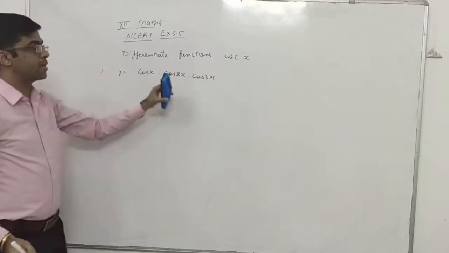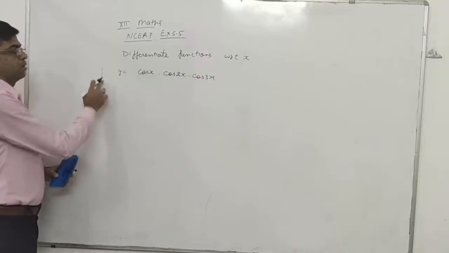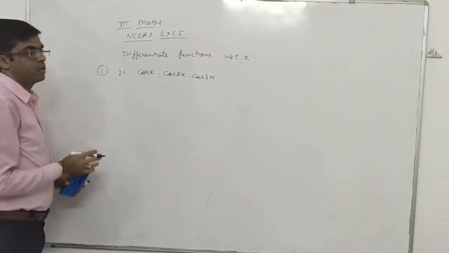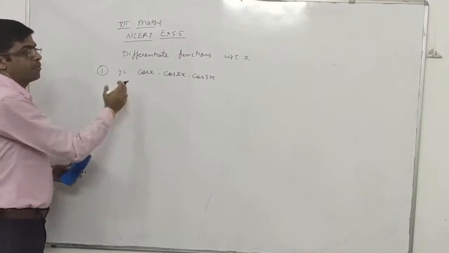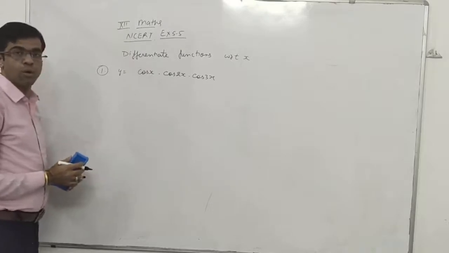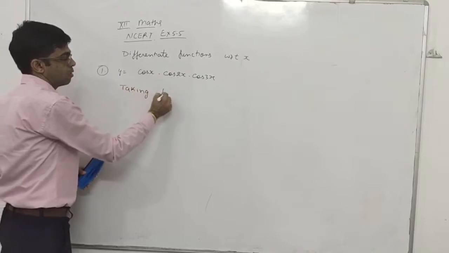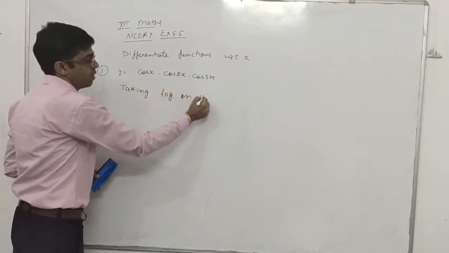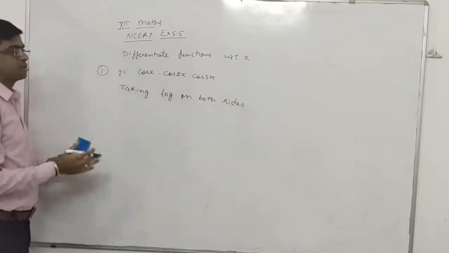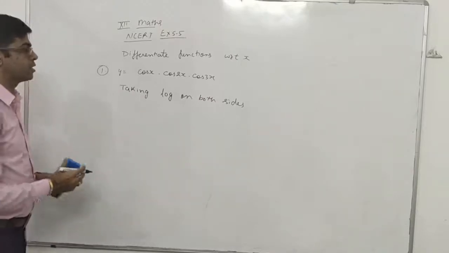As this is a product of three functions, whenever two functions are coming in product, we can easily use the product rule. But whenever more than two functions are coming in product, it's better to use log. So now taking log on both sides, it will simplify this function. It makes it easy to do the differentiation.